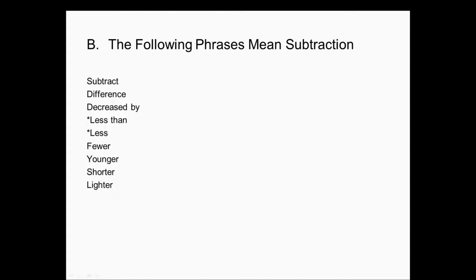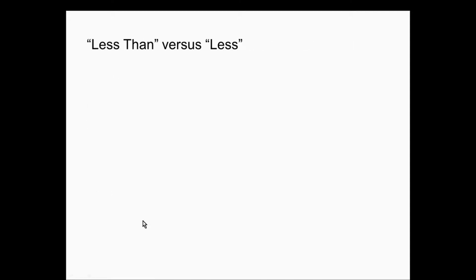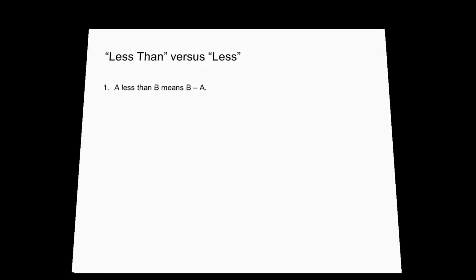Now when you're adding, the order in which you add doesn't matter. Remember the commutative property: 5 plus 7, 7 plus 5, same thing. But when you're subtracting, 7 minus 5 and 5 minus 7 are not the same thing. So, less than versus less. Between the two, less than is more common than less. A less than B means B minus A.